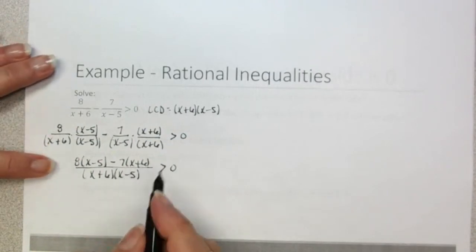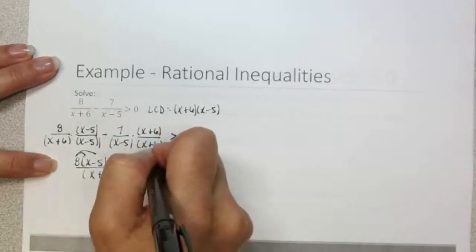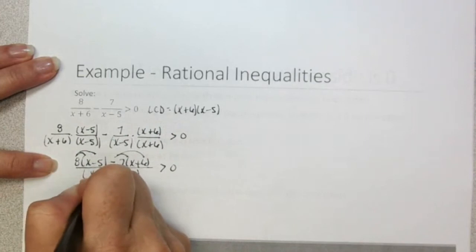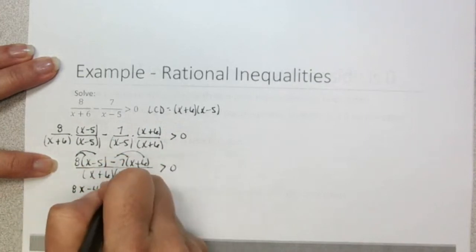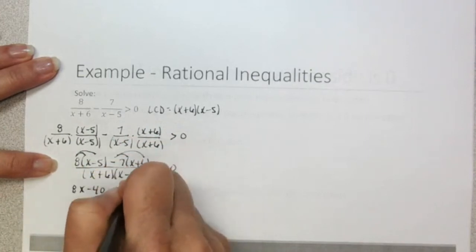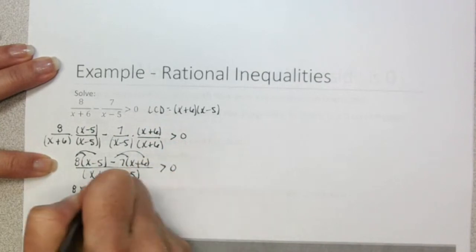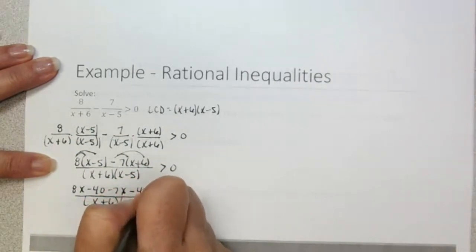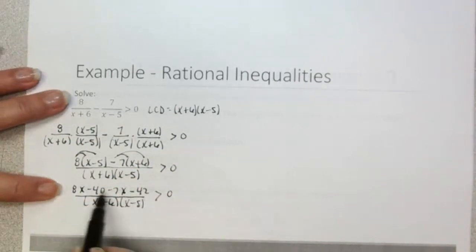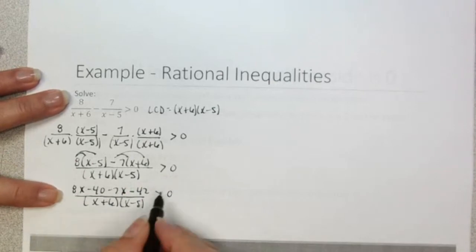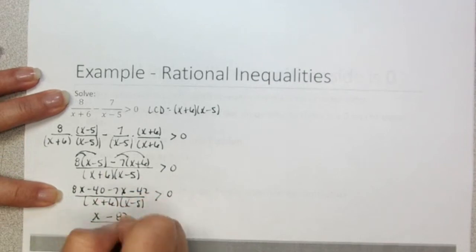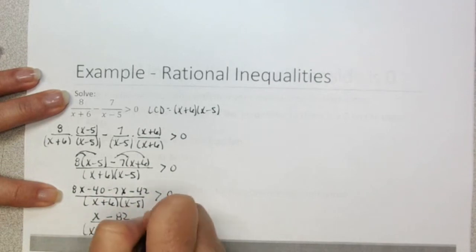Let's simplify that numerator a little bit. Let's distribute that 8 and that negative 7. So we'll have 8x minus 40 minus 7x, and then negative 7 times positive 6 is negative 42, all over x plus 6 times x minus 5 is greater than 0. And then combine the like terms. I can simplify that numerator further. 8x minus 7x is just x, and negative 40 minus 42 is negative 82. So we have x minus 82 over x plus 6 times x minus 5 greater than 0.